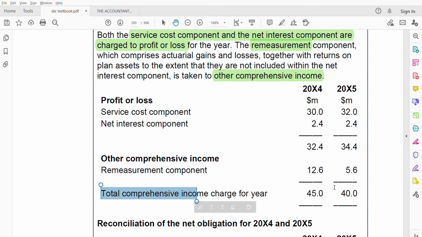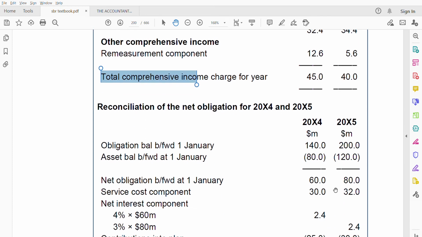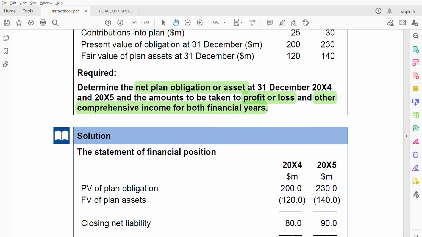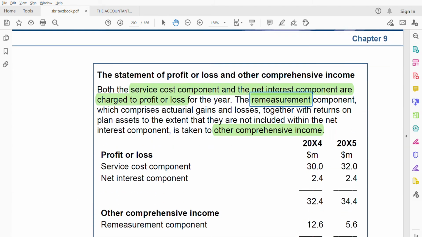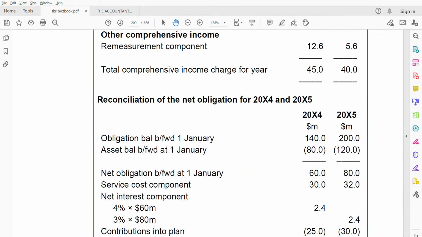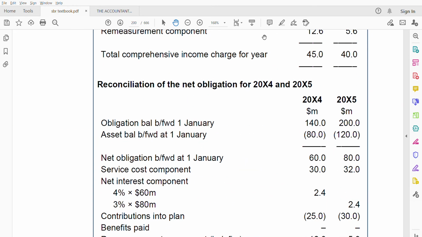Okay, now let us go to the reconciliation. So you start with the balance brought forward. What is it? The opening. Okay, it is 140 minus 80, 200 minus 120, 60 and 80, right? Just let me go to the statement. No, this is not the same thing as a closing net liability. Because if you see here also you have deducted fair value of plan assets with this one. This and this is not the same thing.